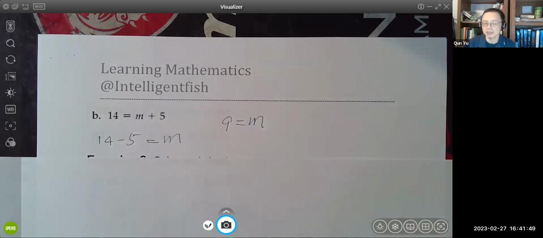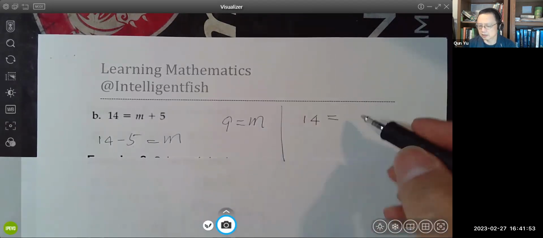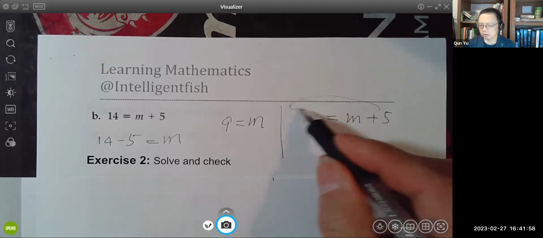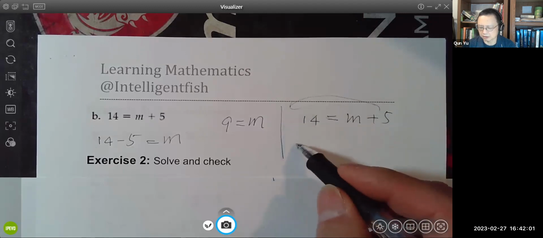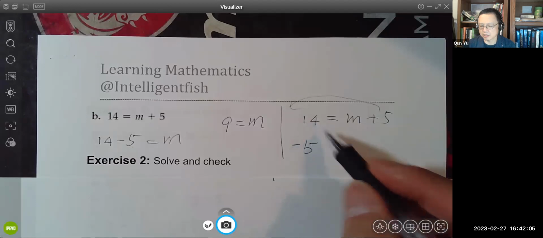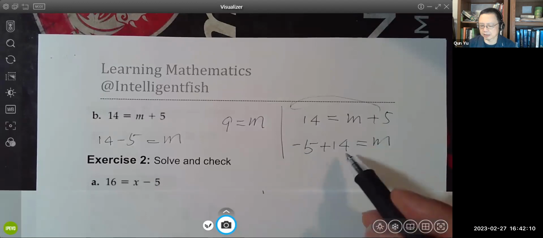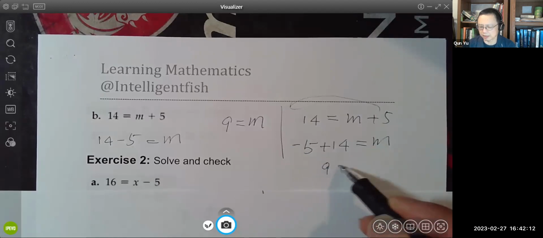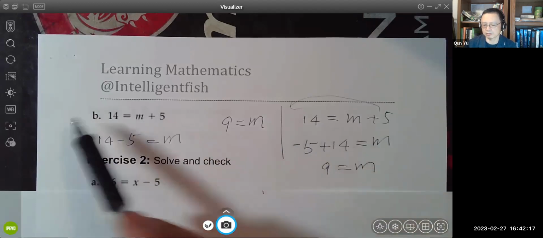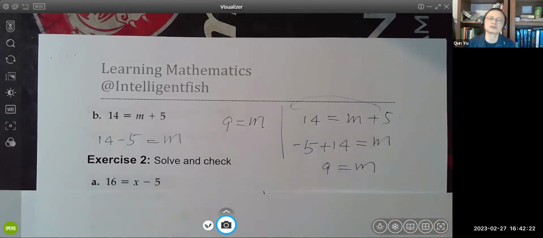m equals 9. And let's look at another way. If you move the 5 to the other side, you can also put it in the front. Just make sure the sign is opposite. If there's no sign in front of a number, it means positive. So this way, negative 5 plus 14, you still get a positive 9. So it doesn't matter what order you put the numbers, in the front or after 14, as long as your sign is correct, everything is going to be all right.